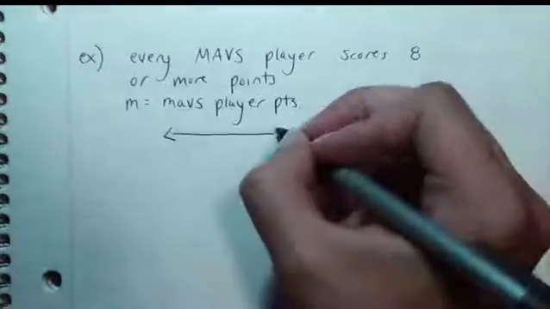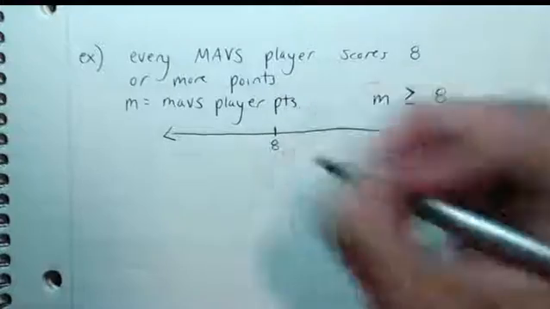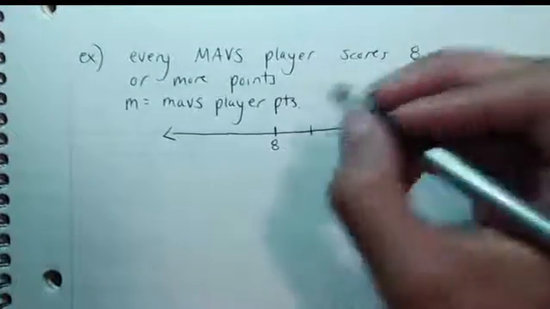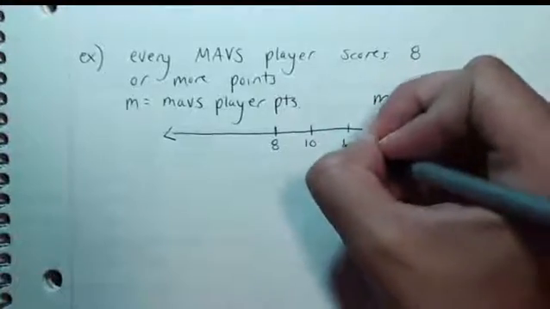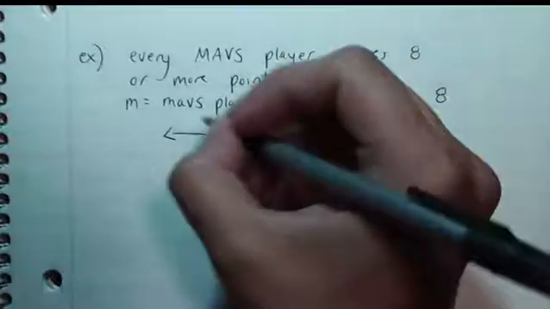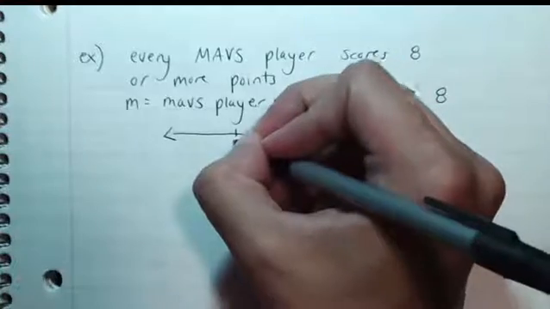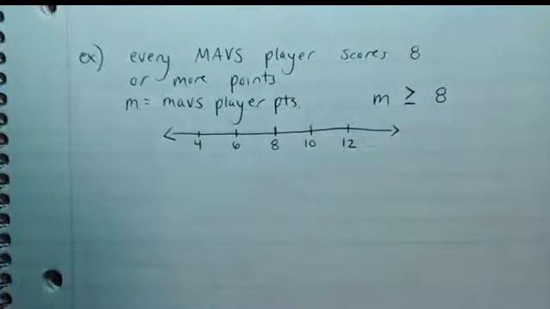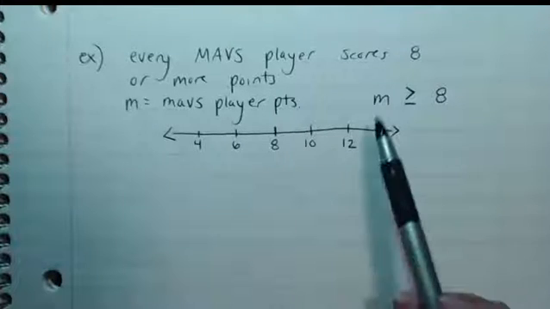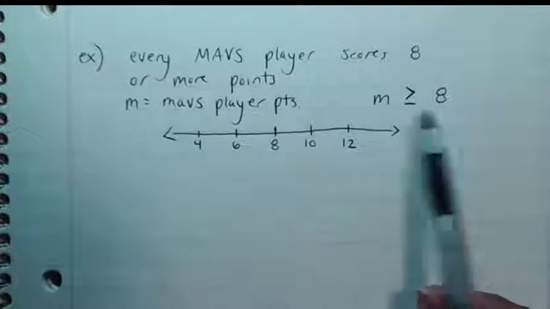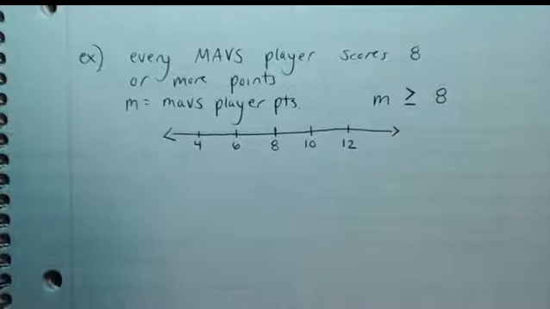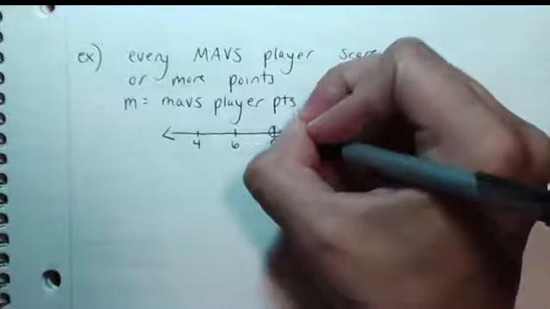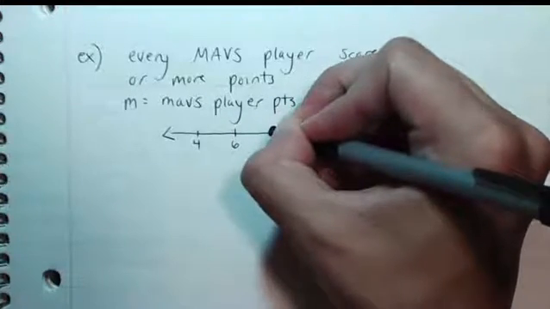So now I'm graphing it. So I'm going to put 8 in the middle. Now usually in basketball, baskets are 2 points depending on what kind of shot you're taking. So we're going to go up by 2s. Again, it doesn't matter. It's up to you. It's just showing the possible solutions here. So if I'm looking at every Mavs player points are greater than or equal to 8, is this going to be an open or closed circle on the 8? Again, it has that equal to bar, so it's included. So this is a closed circle.